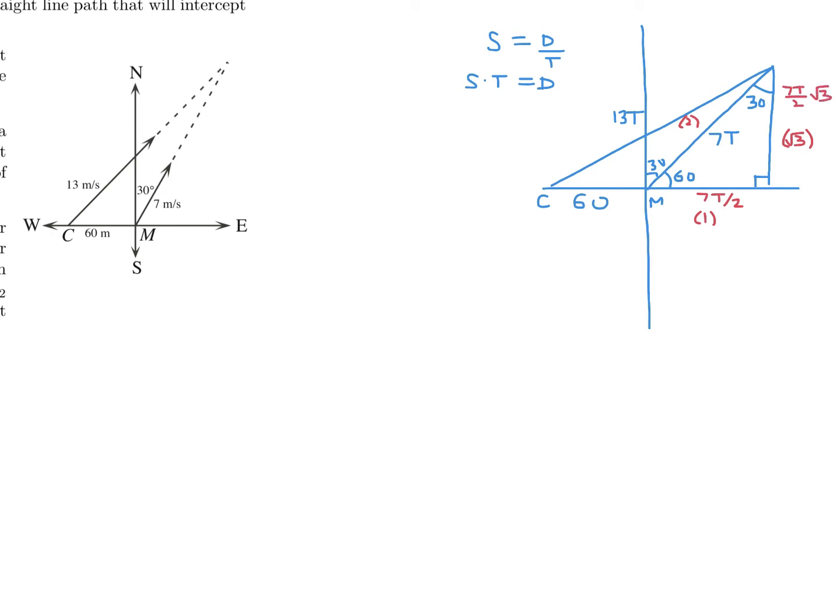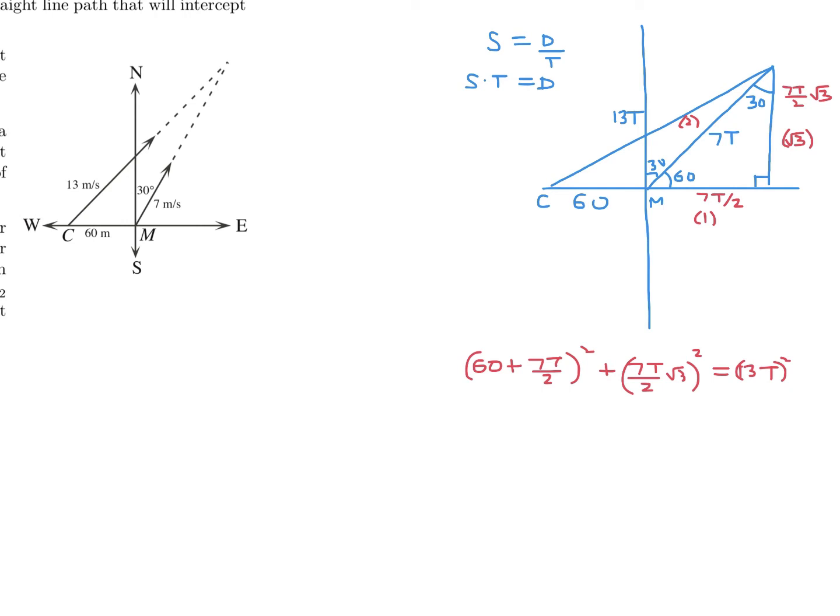Okay, I think we have a Pythagorean relationship in this big right triangle. That is, (60 + 7t/2)² + (7t/2 √3)² = (13t)². Correct? Okay, so I think that should be sufficient.